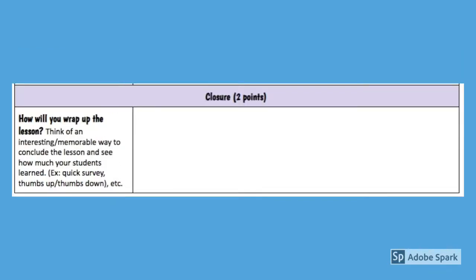A successful lesson has a really strong closure, and a closure is going to help your students remember what you taught in that lesson. So what could be an interesting or memorable way to conclude your soft skill lesson? Maybe something like a survey, a quick thumbs up, thumbs down. You don't actually have to make this part for your project, but what would you do?